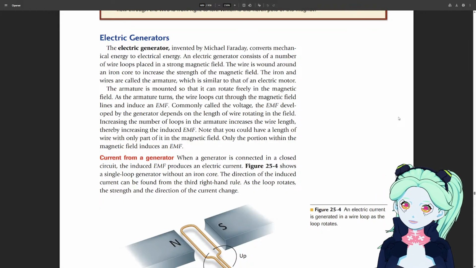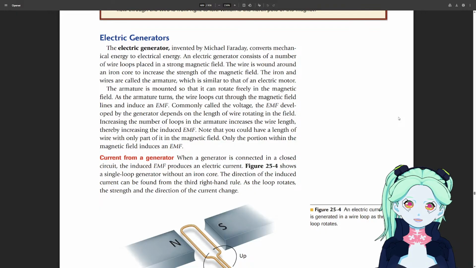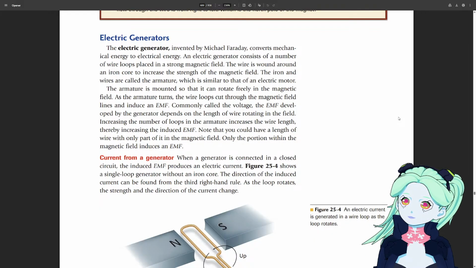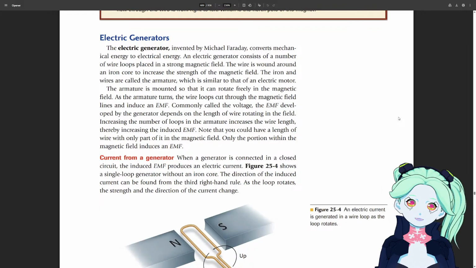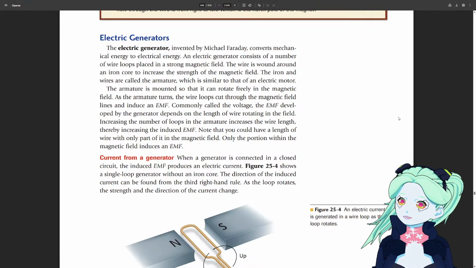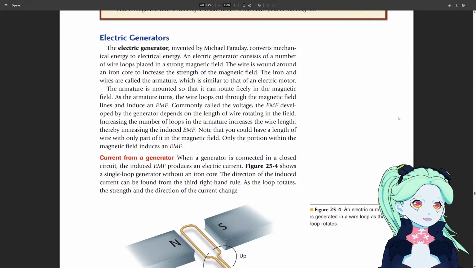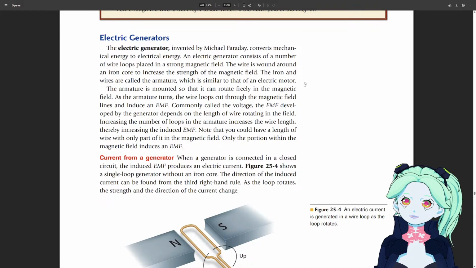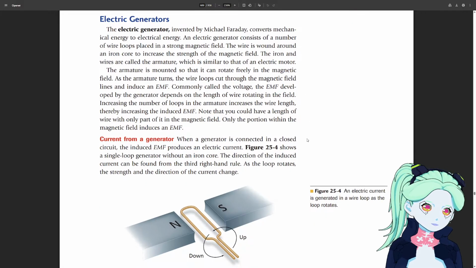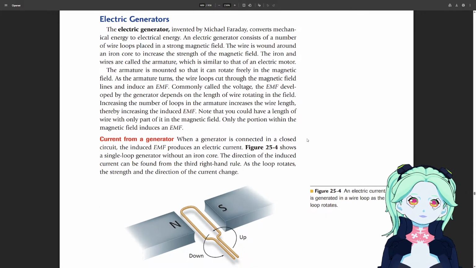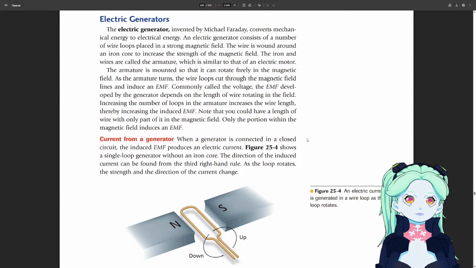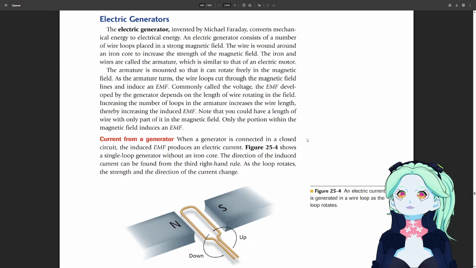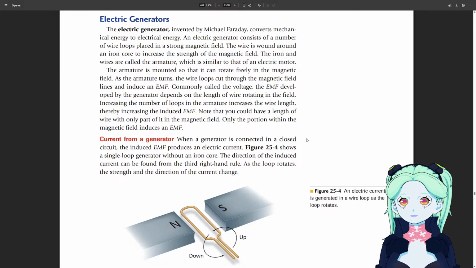Note that you could have a length of wire with only part of it in the magnetic field. Only the portion within the magnetic field induces an EMF. When a generator is connected in a closed circuit, the induced EMF produces an electric current. Figure 25.4 shows a single loop generator without an iron core.